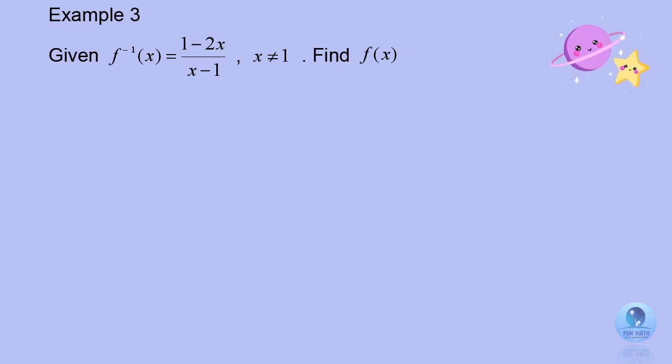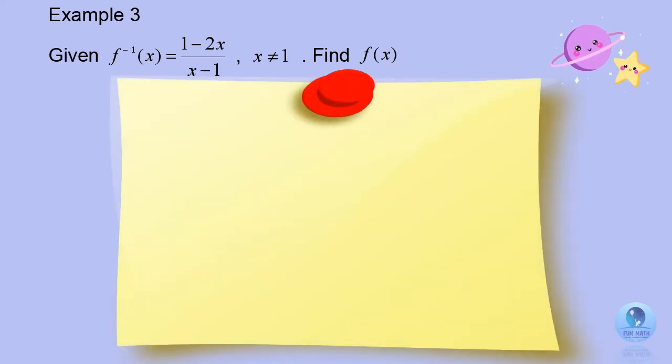Now let's look at the third example. You are given f inverse of x equals (1 minus 2x) divided by (x minus 1), where x is not equal to 1. Find f of x. In this question, you are given the inverse function of f and you are trying to find f of x. We can still use the same method.